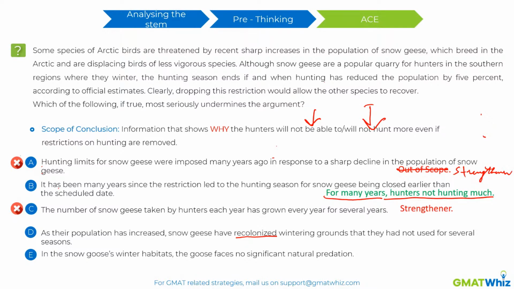Does choice D tell you whether the hunting will increase or decrease? It just tells you they have started recolonizing. It doesn't tell you whether they will be hunted more. So you tell me, you ask yourself, does choice D tell you whether the hunters will increase their hunting or whether they won't increase their hunting?